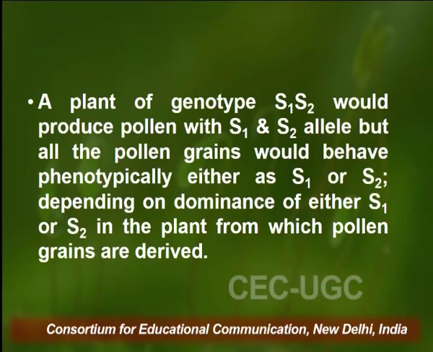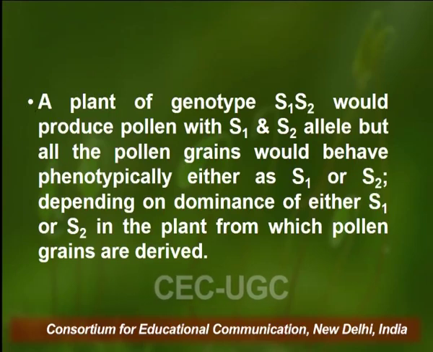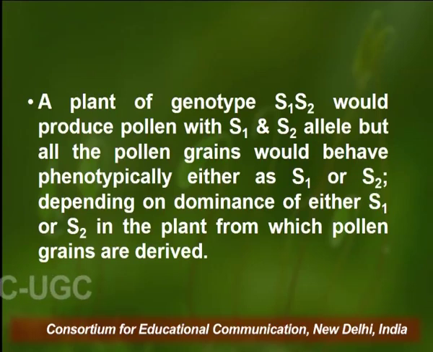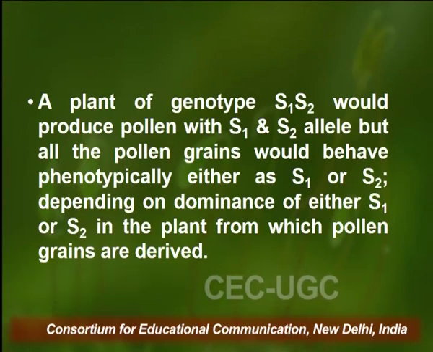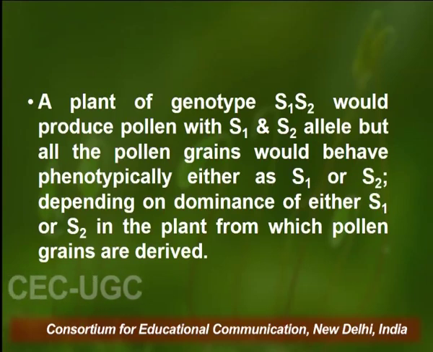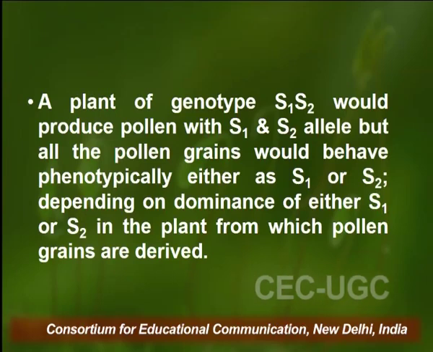A plant of genotype S1, S2 would produce pollen with S1 and S2 alleles, but all pollen grains would behave phenotypically either as S1 or as S2, depending on the dominance of S1 or S2 in the plant from which the pollen grains are derived. So if S1 is dominant, then all will behave as S1. If S2 is dominant, then all will behave as S2.